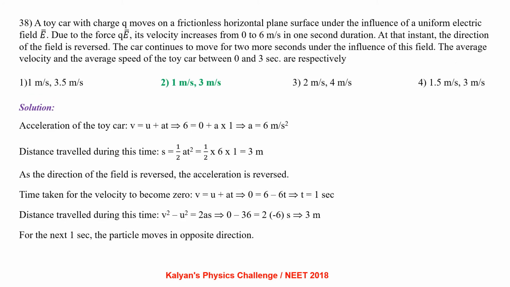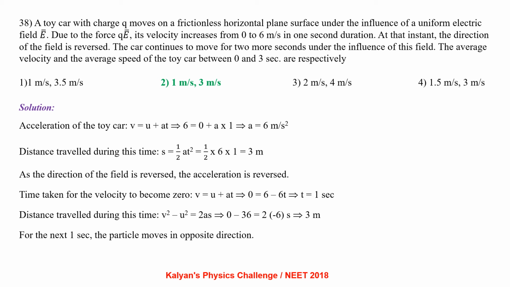A toy car with a charge q moves on a frictionless horizontal plane surface under the influence of a uniform electric field E. Due to the force qE, its velocity increases from 0 to 6 meter per second in 1 second duration. At that instant, the direction of electric field is reversed. The car continues to move for 2 more seconds under the influence of this field. The average velocity and average speed of the toy car between 0 to 3 seconds are respectively.